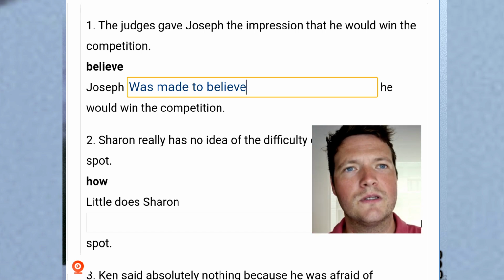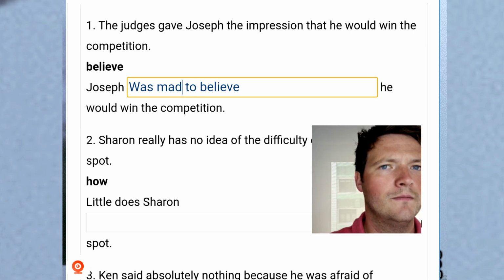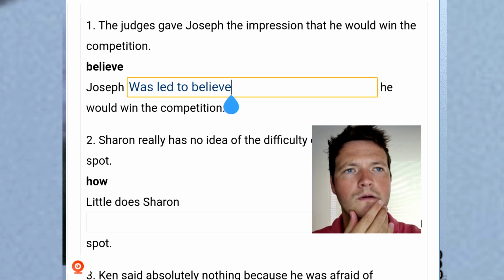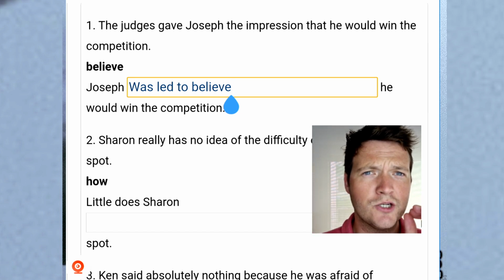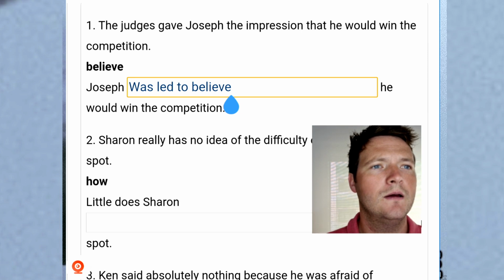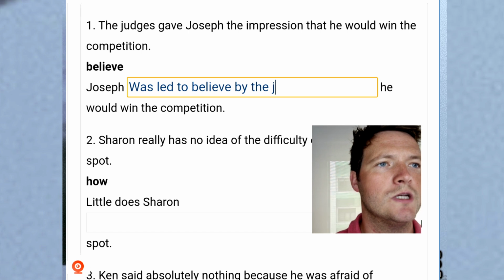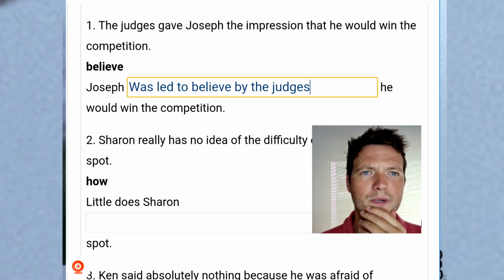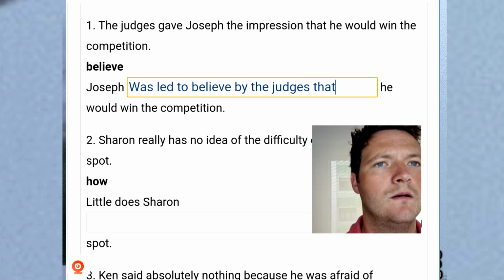led to believe maybe, because it gave him the impression, right? I'm going to say led to believe. Was led to believe he would win the competition. Maybe we should mention who led him to believe that. Was led to believe by the judges. That's probably important information. Joseph was led to believe by the judges that he would win the competition.